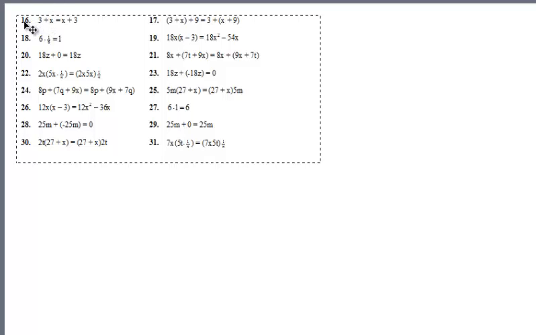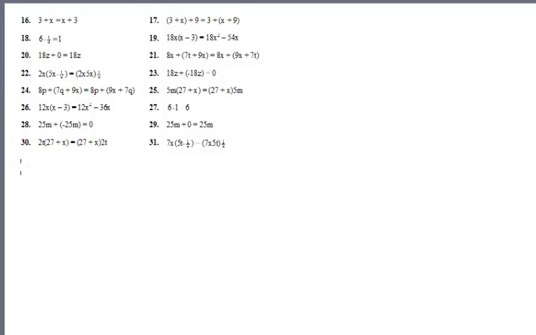Here we are with page 1, number 16 through 31. I'm going to start out right down here. Number 16. Here we have 3 plus x equals x plus 3.